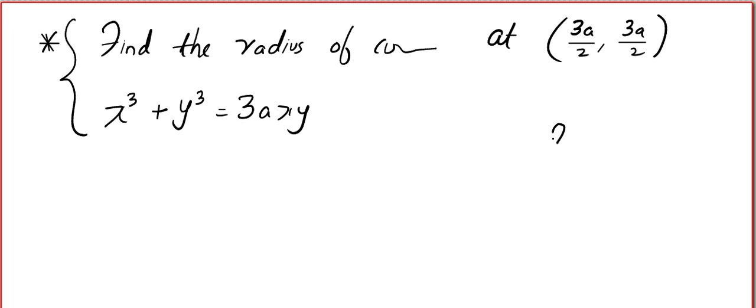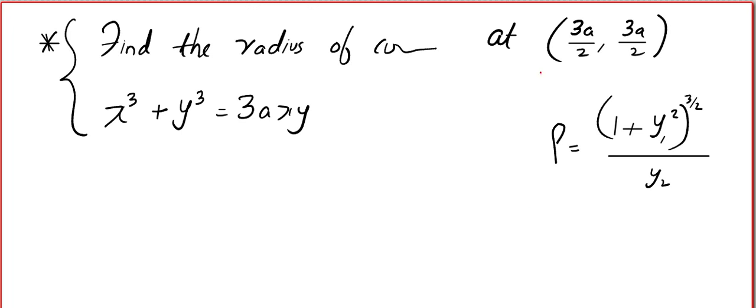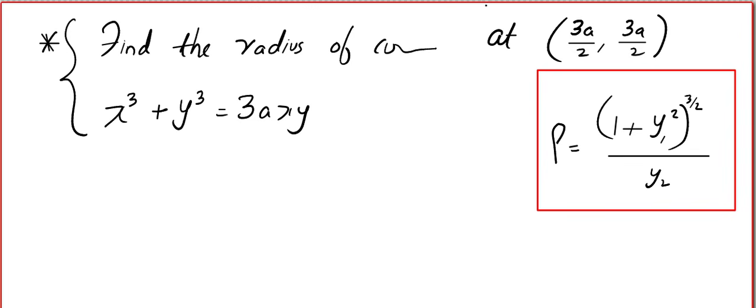Anyway, we start as usual. The radius of curvature at any point is given by 1 plus y1 square the whole power 3 by 2, the whole divided by y2, and put it in a box. The next thing to do, we have to differentiate this. So this problem will be a little bit difficult compared to the previous questions, because it's not about the first derivative but about the second derivative. Anyway, let's give it a try.